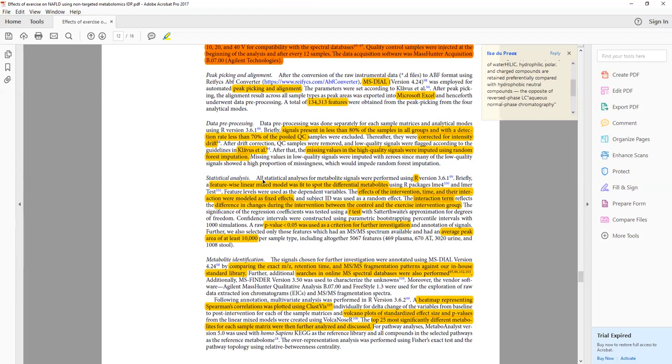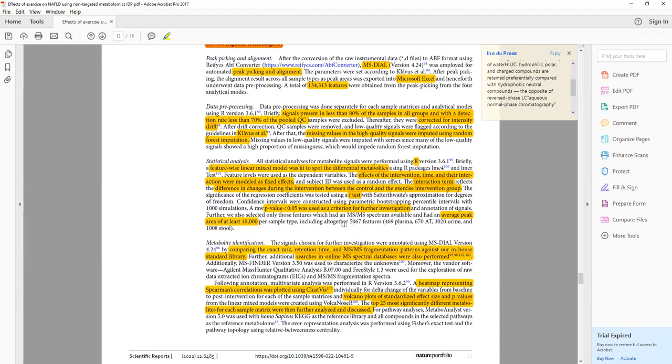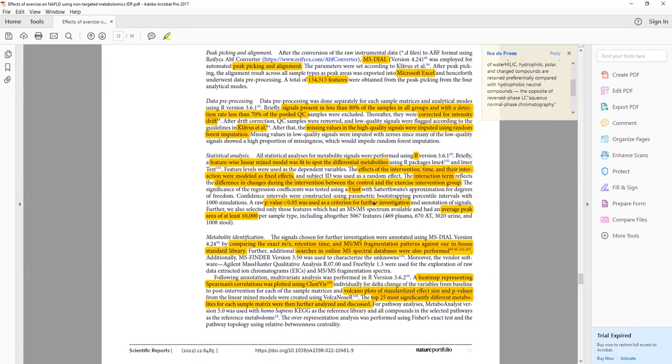So now they did stats on the features with R. So they did their own stats. They didn't use MetaboAnalyst. MetaboAnalyst is the free online metabolomics stats thing that you can use. They didn't do that. So they did their own metabolomics. They did a linear mixed model to fit the metabolites. They looked at the effect of the intervention and time, because remember they have samples that were collected at time zero, in the middle of the intervention at week six, and then at the end at week 12. So they looked at the effect of time and the effect of the intervention, which is the exercise, and the interaction between the two in models.